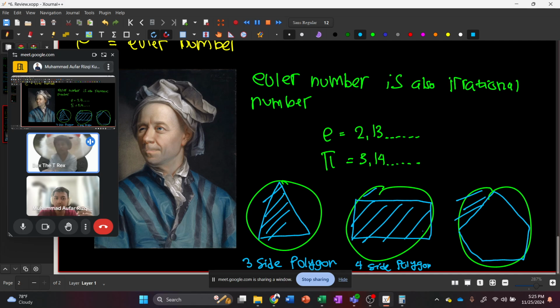3.14 sides? The number of sides will be infinity. To approximate, it goes to infinity. To make it equal to the circle, we have to draw an infinity-sided polygon.